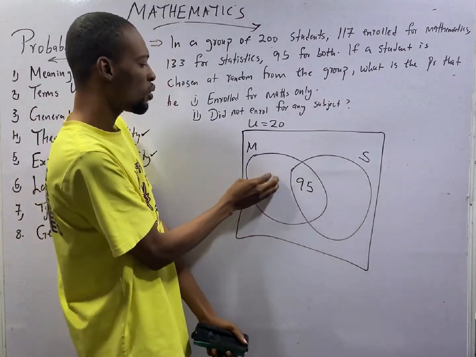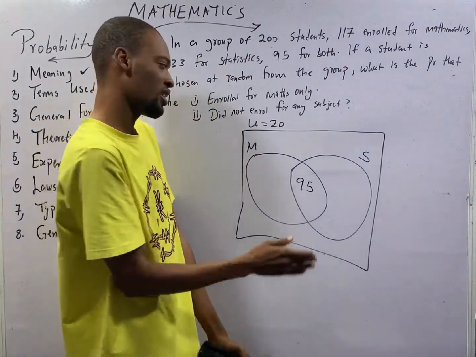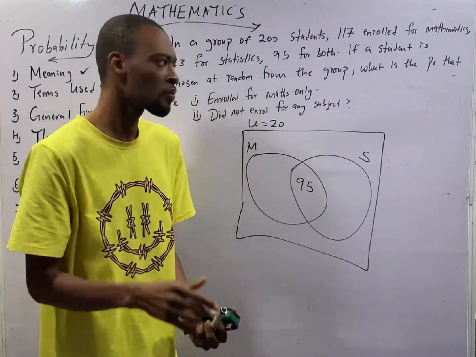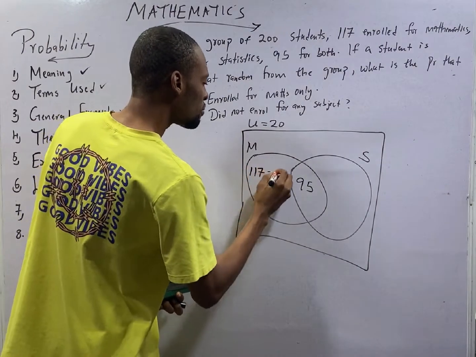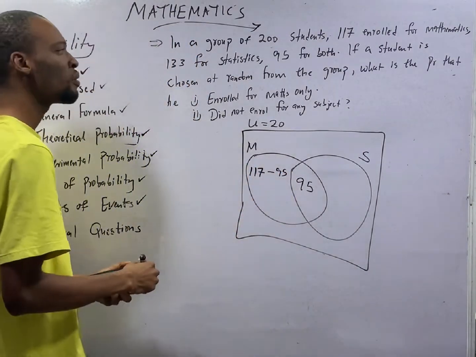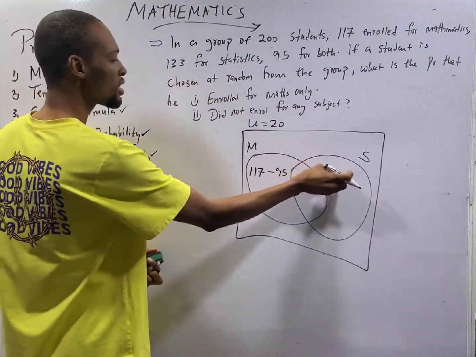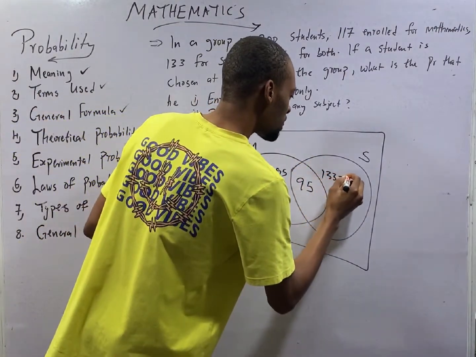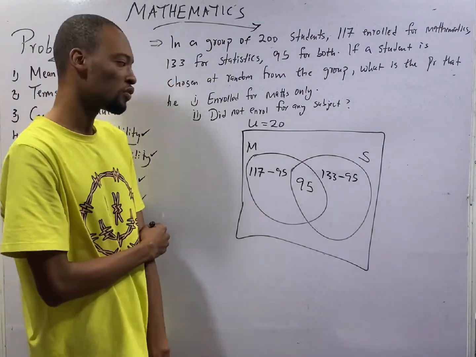Now here, we are looking for those who enrolled mathematics only. Here, we are looking for those who enrolled statistics only. For only mathematics, it will be 117 minus 95, that is 117 minus those who enrolled for both. For those who enrolled statistics only, it will be 133 minus 95, 133 minus those who enrolled for both.